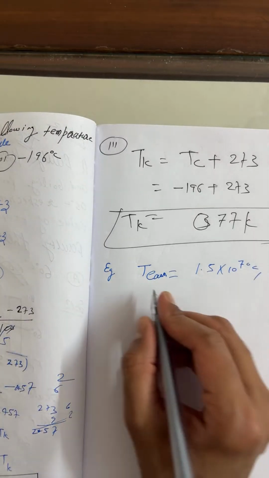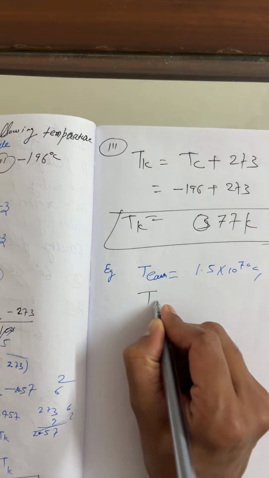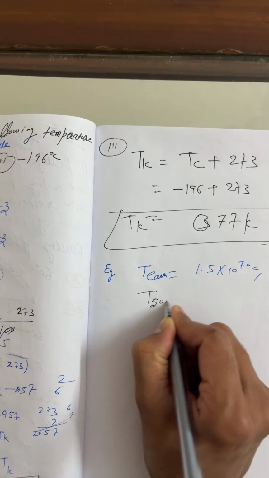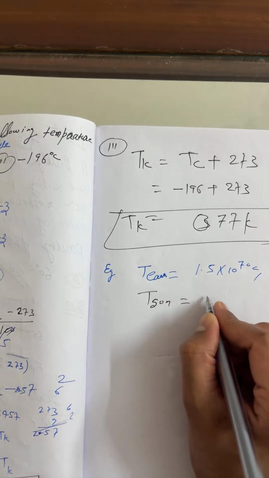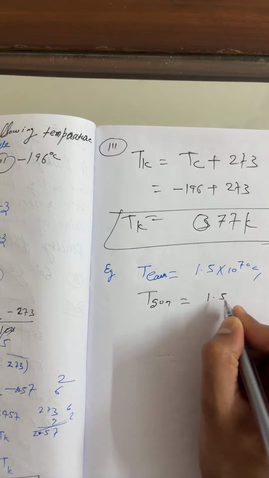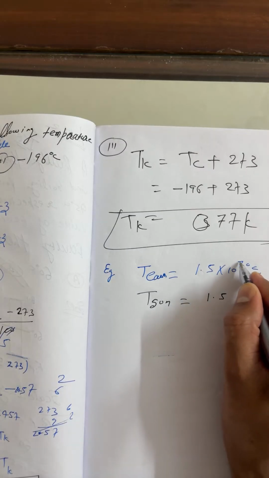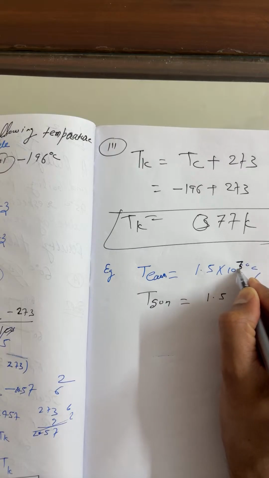This is the temperature of Earth. Now I'm writing the temperature of Sun. This is 1.5, I wrote wrongly. This is 10 to the power 3.